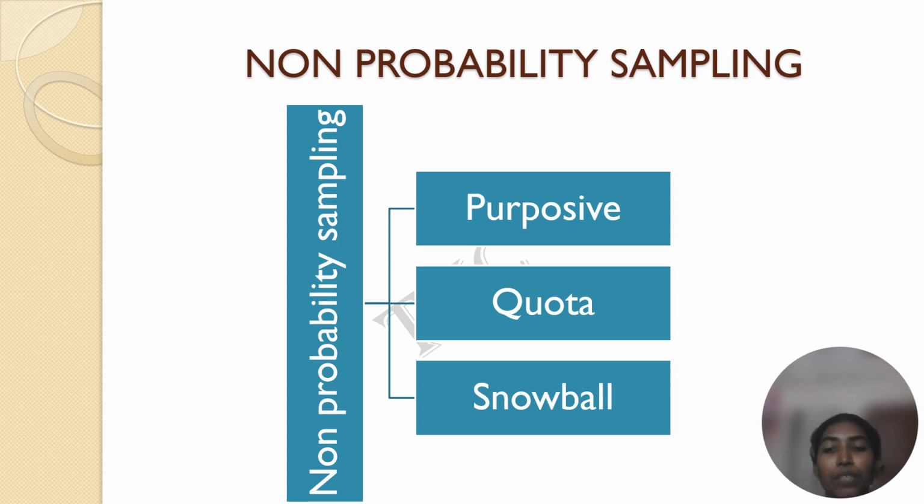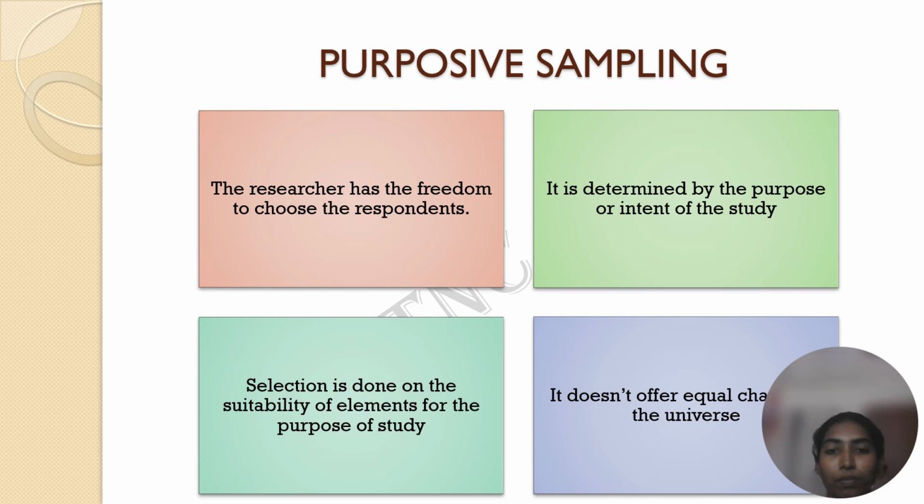Mainly three different types of non-probability sampling can be used. One is purposive sampling. In purposive sampling, the researcher has the freedom to choose the respondents. So you are not choosing the respondents in a systematic way, but you as a researcher have the freedom to choose the respondents. But you cannot choose the respondents just at random. You have to keep in mind the intention of your study.